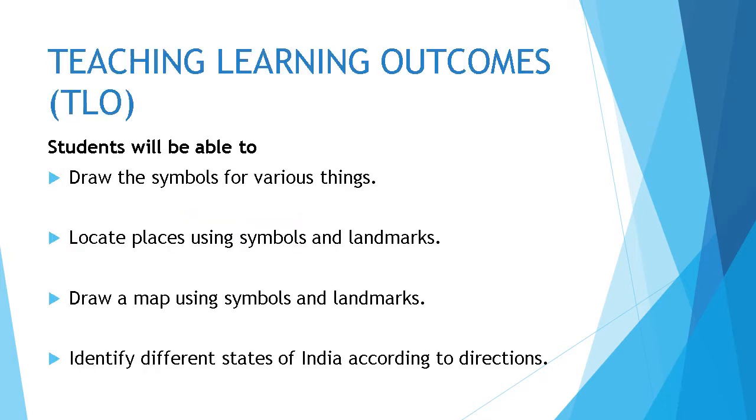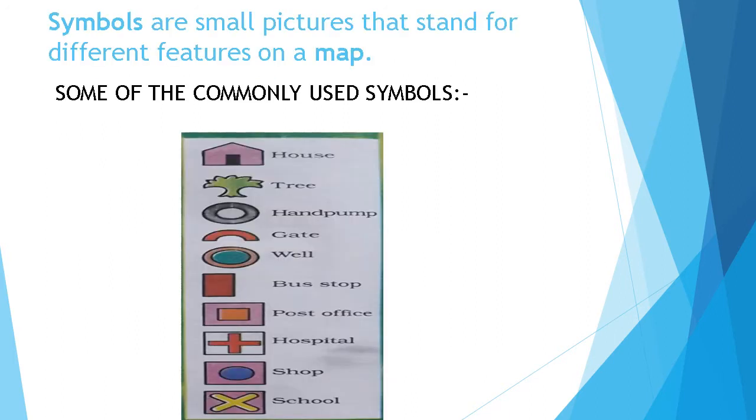The teaching learning outcomes are: students will be able to draw the symbols for various things, locate places using symbols and landmarks, draw a map using symbols and landmarks, and identify different states of India according to directions.